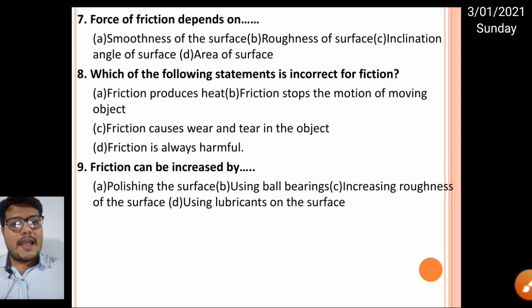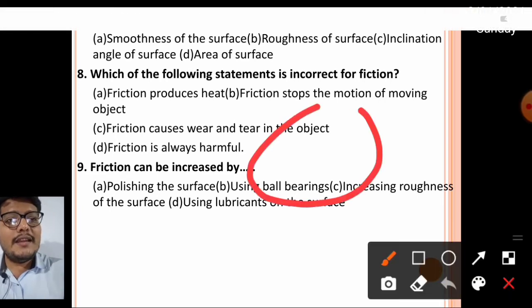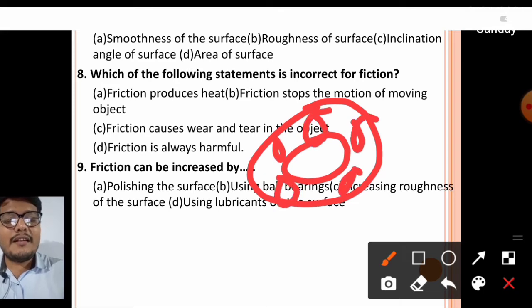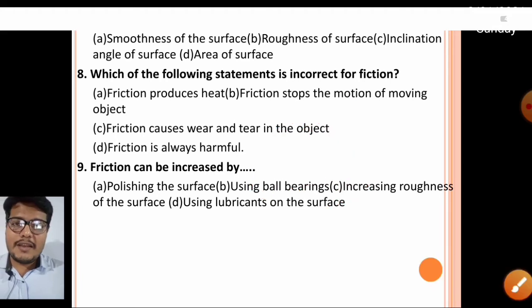Friction can be increased by, now see here, number 7, friction depends on roughness of the surface. And here friction can be increased by, what we will do to increase the friction? See here, polish of the surface, polishing. If you increase the polishing, will the friction increase? No. Next one, using ball bearings. If you have seen ball bearings, here we are converting sliding friction into rolling friction. So by converting it, we are decreasing the friction. So B also cannot be the answer.